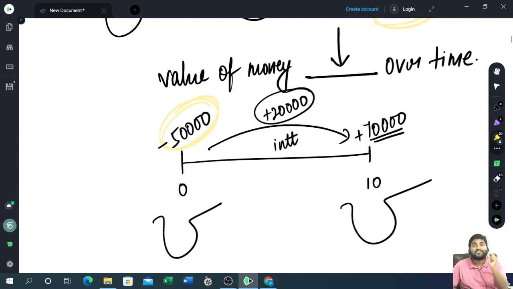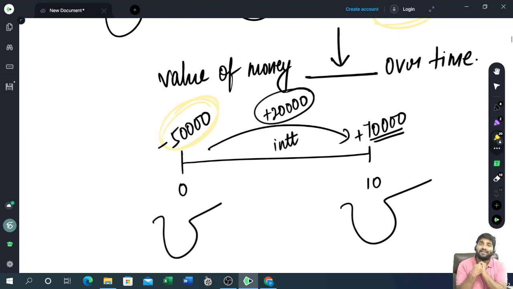Why? Because purchasing power has decreased over time. Value of money decreases over time. I am able to buy less amount of goods with that money. And that is why we pay interest, to compensate for the loss in the value of money. That is why we pay interest.